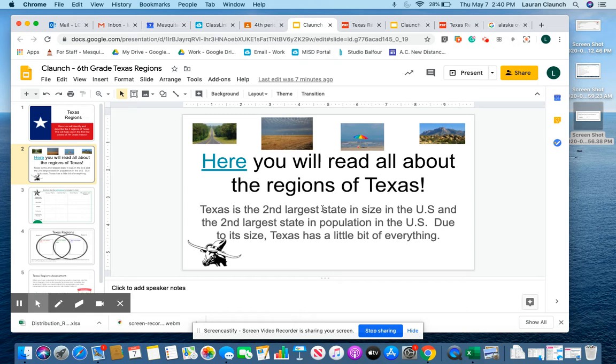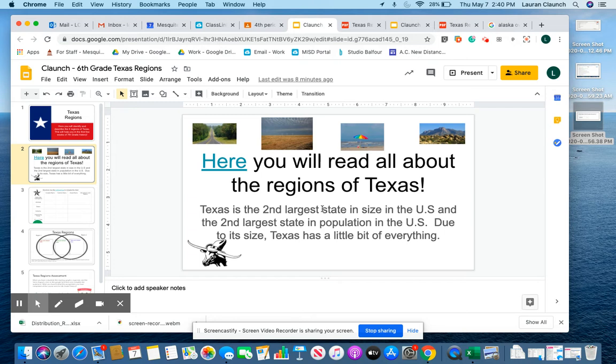There is only one other state that has more population than Texas. Any guesses? Some people guessed New York. Some people guessed Florida, but the correct answer is California. So there are actually more people living in California, even though it is smaller than Texas, technically. They're the third largest state in size, but they are the state with the largest population.